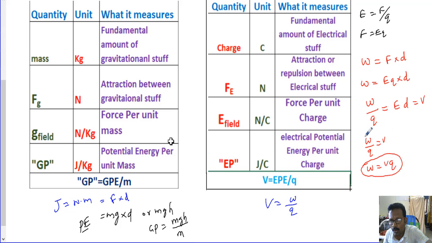What is electric potential? Electric potential energy per coulomb. What is electric potential energy? E times D. This is the work, or otherwise called energy. So this is E times D over Q. Here, mgh over M. With this knowledge, we will start to talk about voltage. This is called voltage.